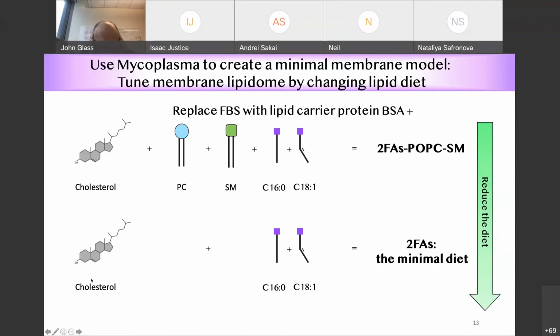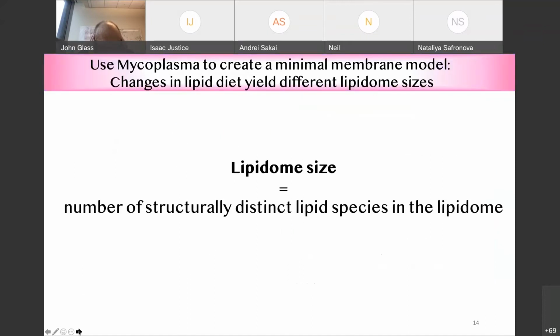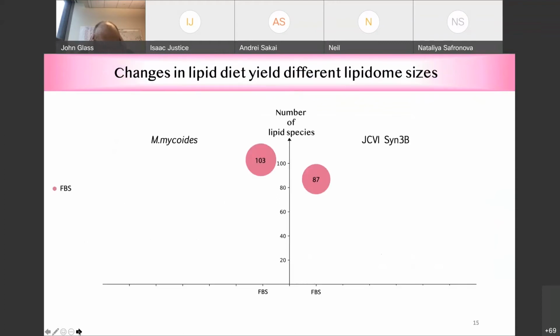And finally, we came to trying the minimal possible diet in this setup, when we have just cholesterol and two fatty acids. So now, when we have all of these diets, we fed them to mycoplasma, and the first question that we asked was how changes in this lipid diet that we give them change their overall lipidome size. And by lipidome size, I mean the number of structurally distinct lipid species in the lipidome. So if we start with FBS, cells grown on FBS as a reference point, we see that their average lipidome size is about 100 lipid species.